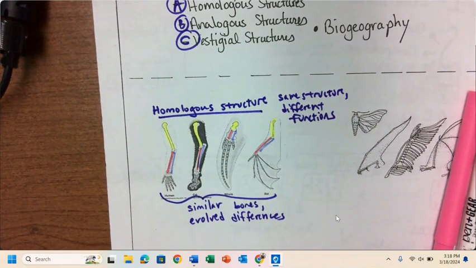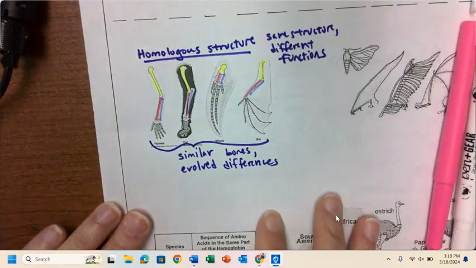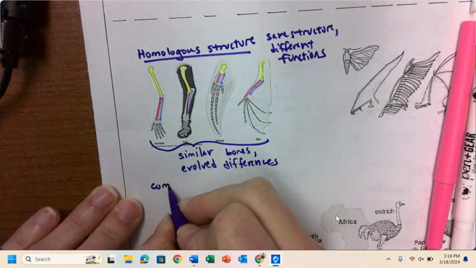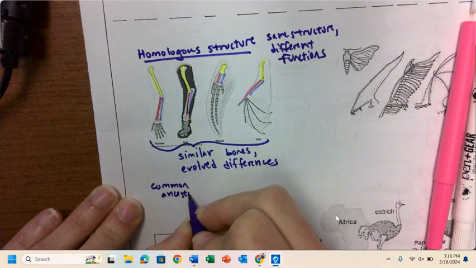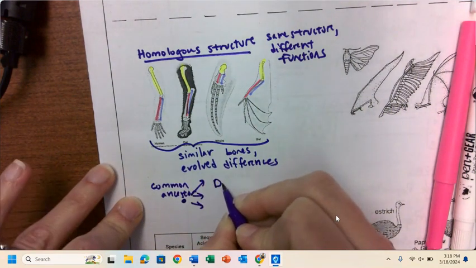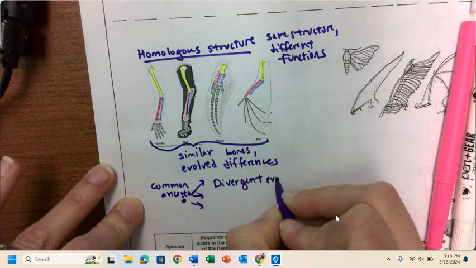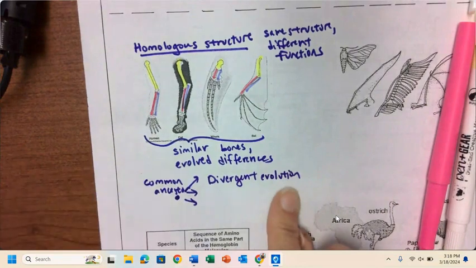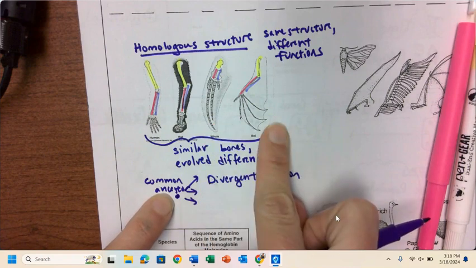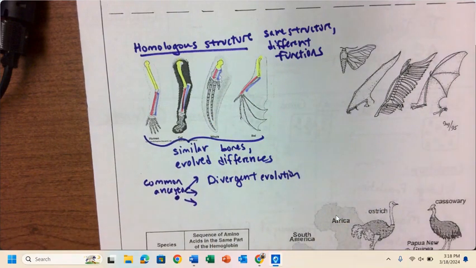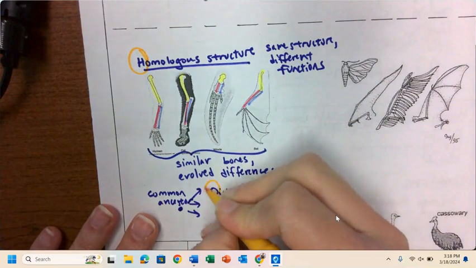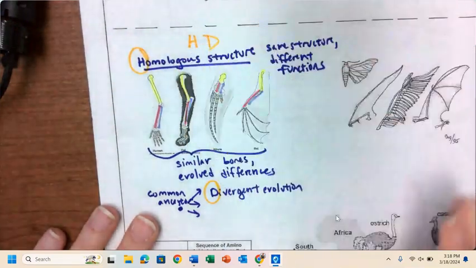Homologous structures show evidence for evolution because there is a common ancestor. So the human, the cat, the whale, and the bat had a common ancestor that was the same and had the similar bone structure, and then they evolved differences. This is known as divergent evolution. And this is a type of evidence for evolution because you have a change over time from one species to many different species. The way I remember that homologous structures and divergent evolution go together is HD. Homologous structures go with divergent evolution.